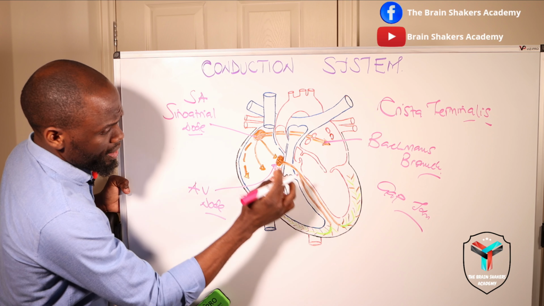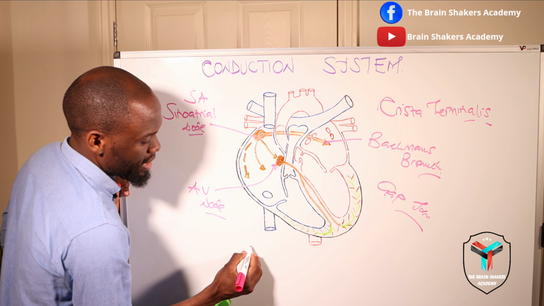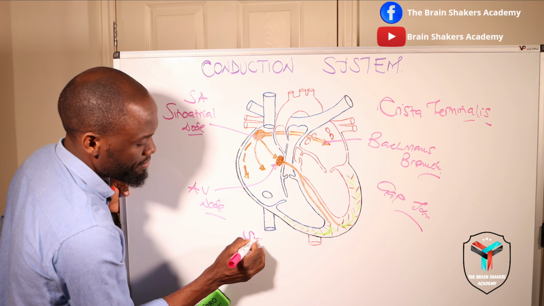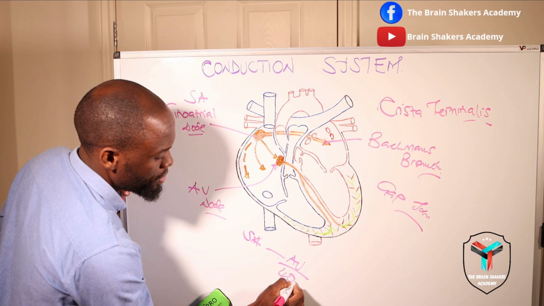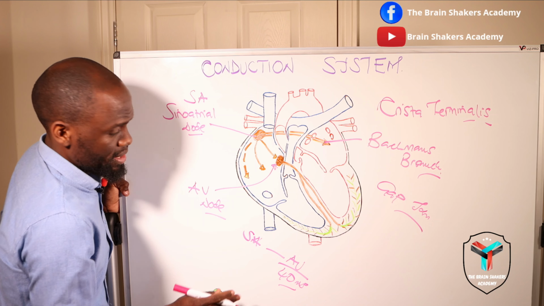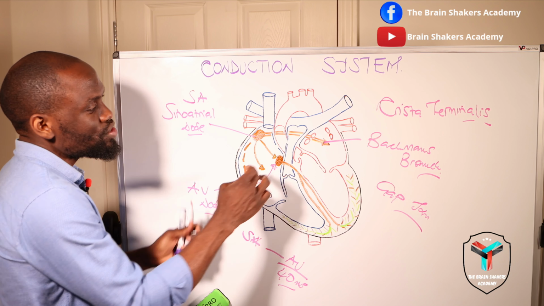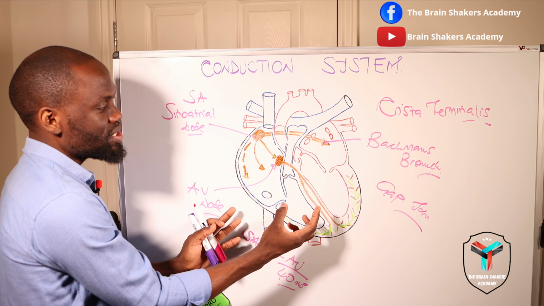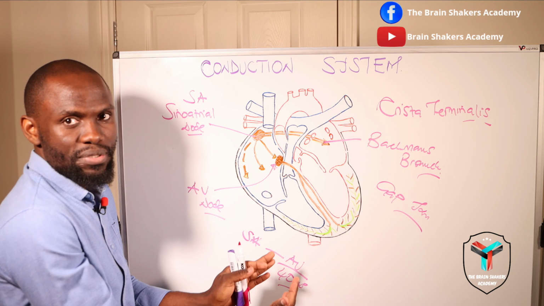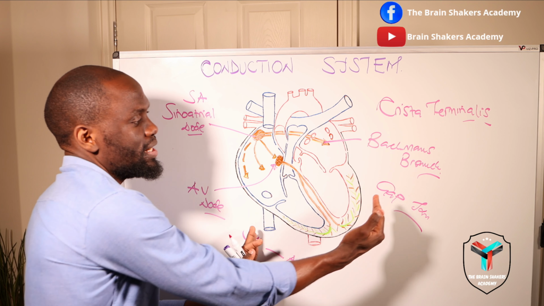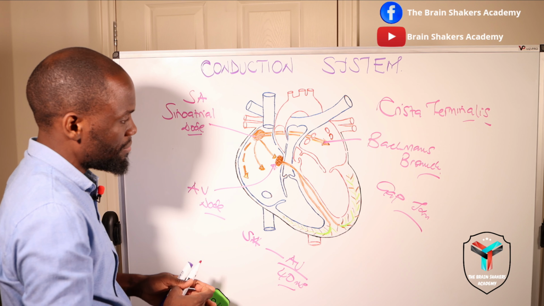So the atrioventricular node gives you a delay between the transmission from the SA node to the AV node. There's usually a delay of about 40 milliseconds, and this is done on purpose because there has to be complete emptying of the atria, so that when the ventricles contract, the atria will have completely emptied their blood into the ventricles, and then the ventricles can begin to do what? To contract and pump that blood up.